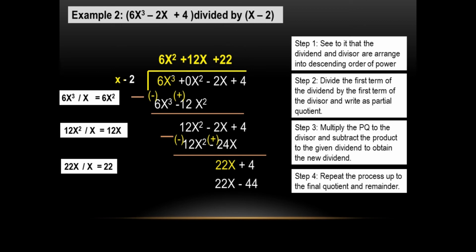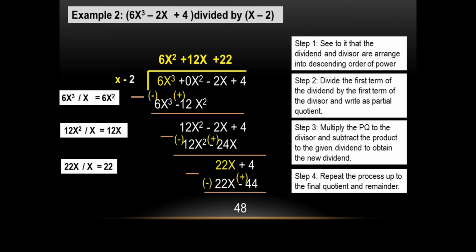Subtract. So change the sign and add, so it becomes 0, and negative 2x plus positive 24x. So we will subtract for unlike signs, so it becomes positive 22x. Bring down 4. So the first term now is 22x.